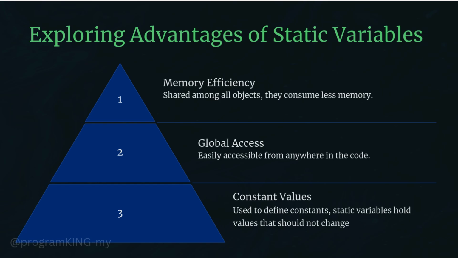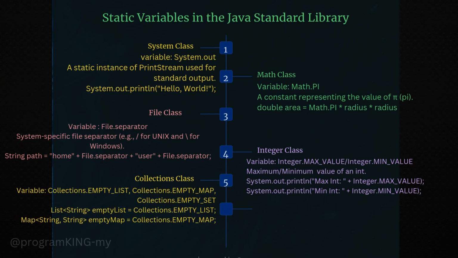Summary. To sum it up, static variables provide memory efficiency, global access, and the ability to define constant values. They are powerful tools for improving the performance and structure of your code. Let's now explore how static variables are used in the Java Standard Library. These variables simplify coding by providing predefined constants and commonly used functionality.